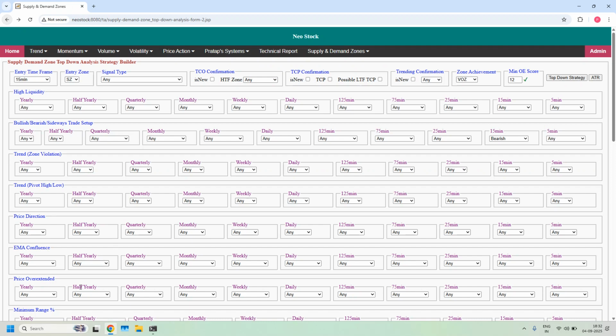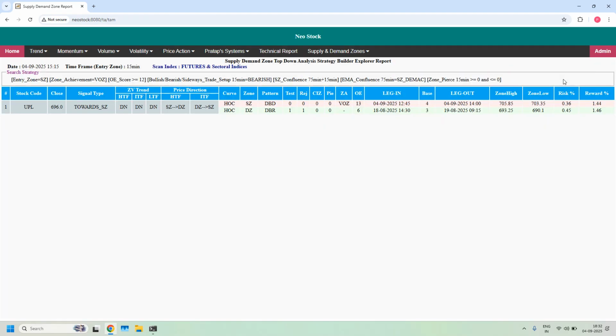So let's further filter based on EMA confluence at 75 minutes supply zone with daily EMA confluence. 1 stock is filtered. So this 15 minute supply zone might be having more high probability to get success, provided less than 20 checklist items are satisfied. Otherwise, there are higher chances of zone violation.